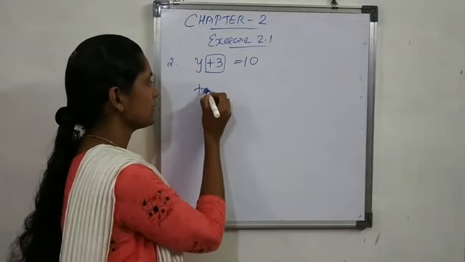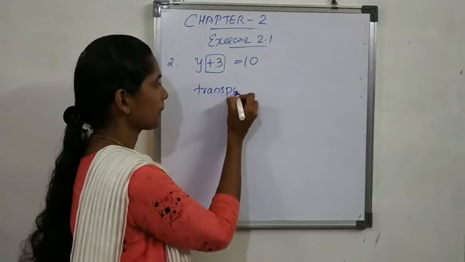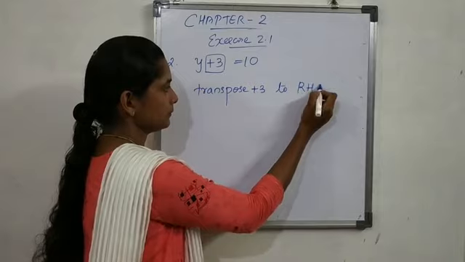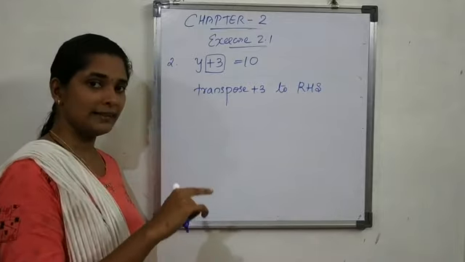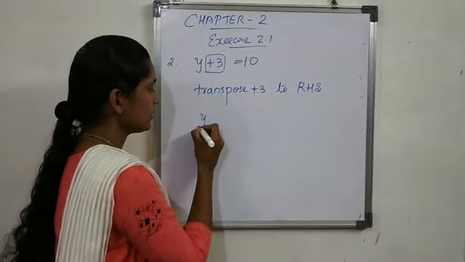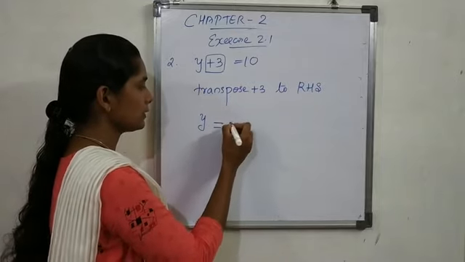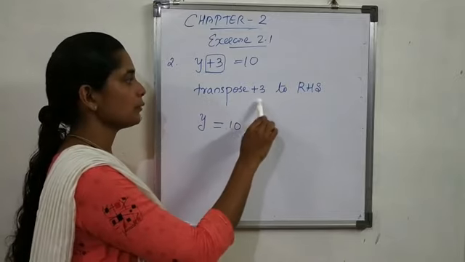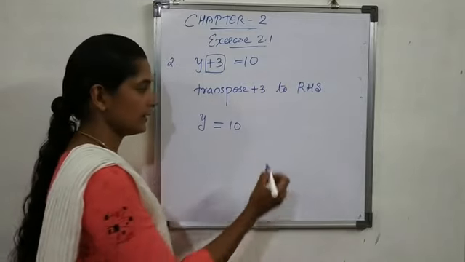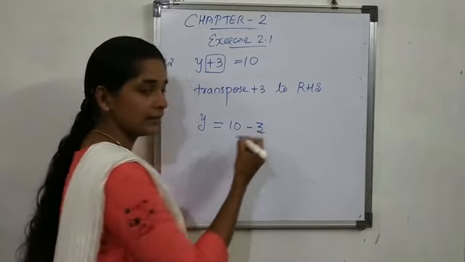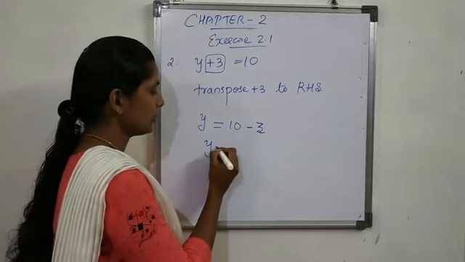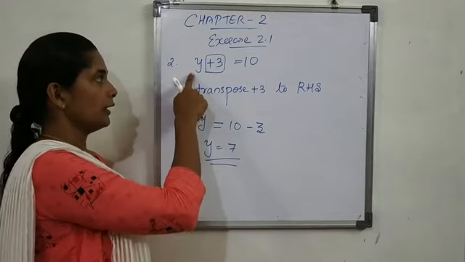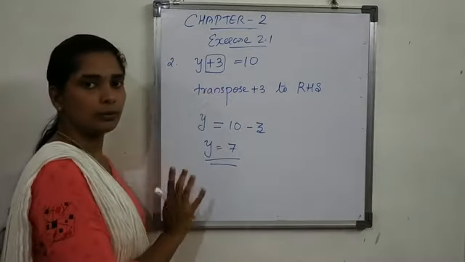Transpose this plus 3 to the right side. Then it will become negative. On the left side only y is there, y is equal to what is on the right side, already 10 is there, you have to write that first. Then transpose plus 3 to the right side and it will become minus 3. Y is equal to 10 minus 3, 7 is the value of y. 7 plus 3 is equal to 10.